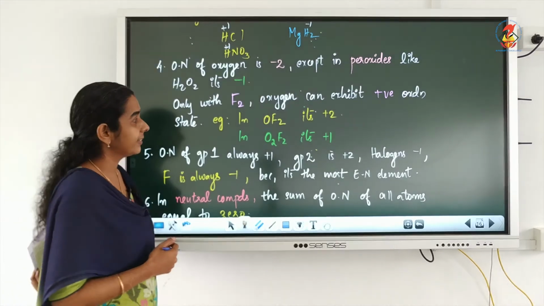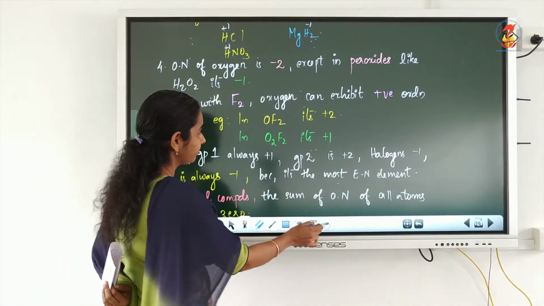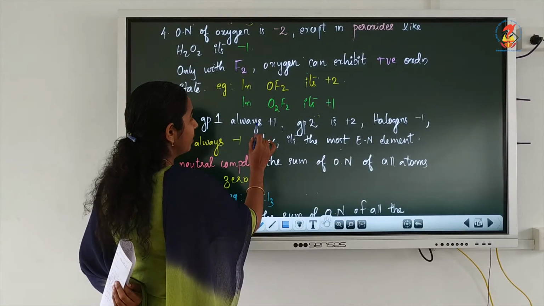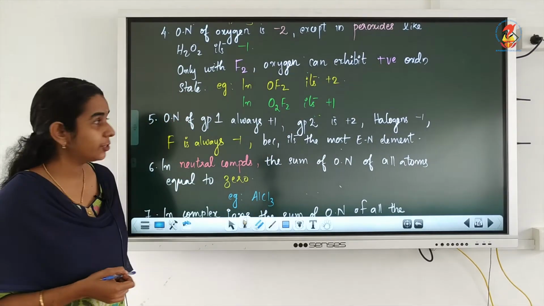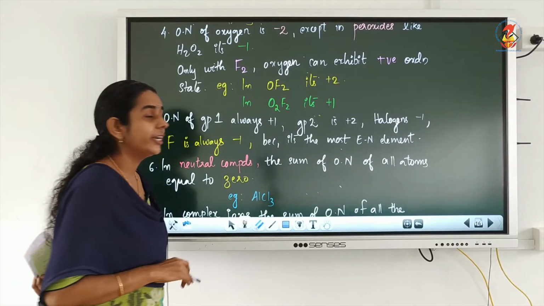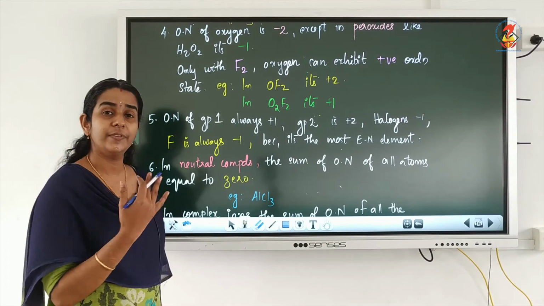to right hand side. So here, for example, in OF2, the oxidation state of oxygen is +2, and in O2F2 it is +1, and how it is we will see later.